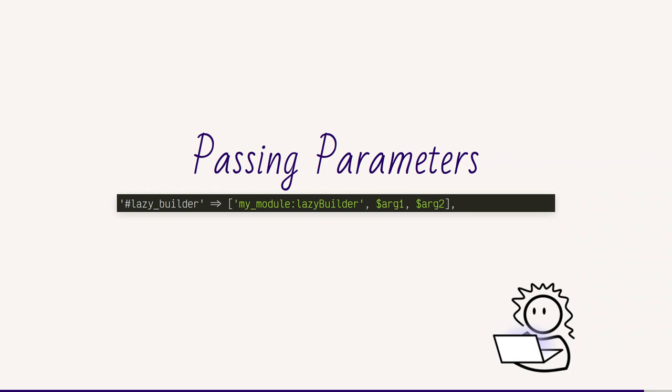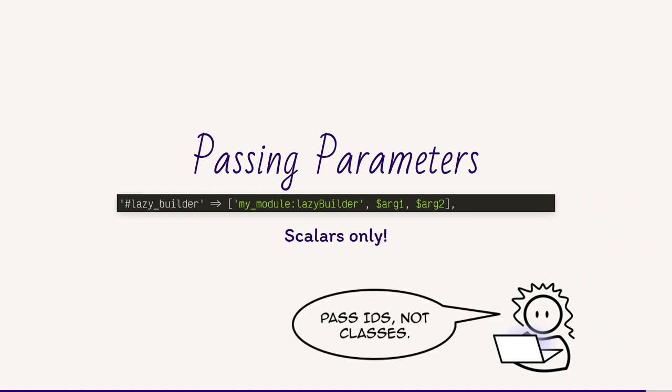What if I want to pass a parameter to a lazy builder? Well, it's an array. You add more stuff to the end of the array. But it's got to be scalars only. So don't pass any classes, pass the class IDs. So if you're going to pass a node or an entity, pass the entity ID. That's how you get around that problem.